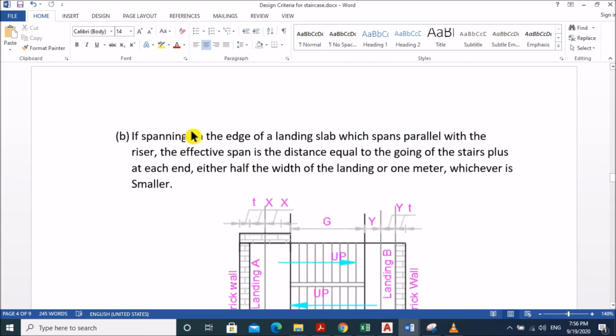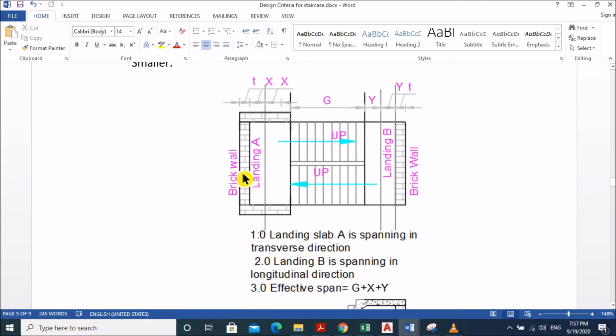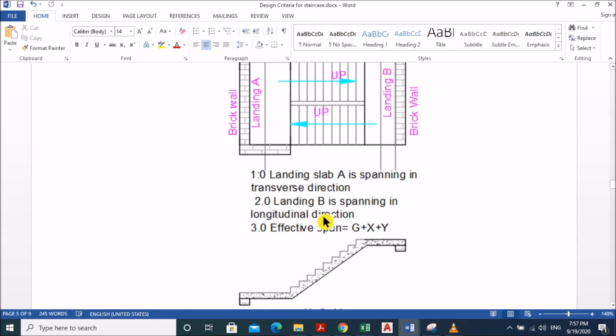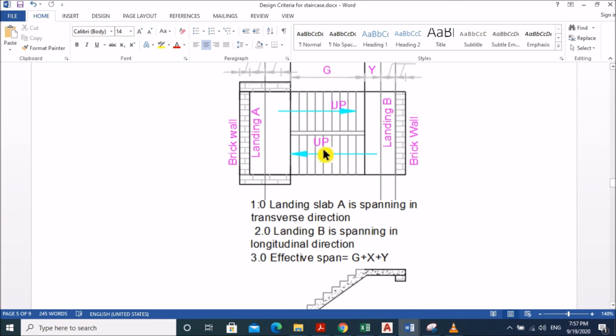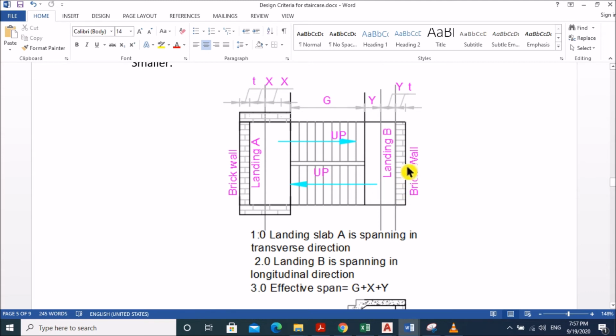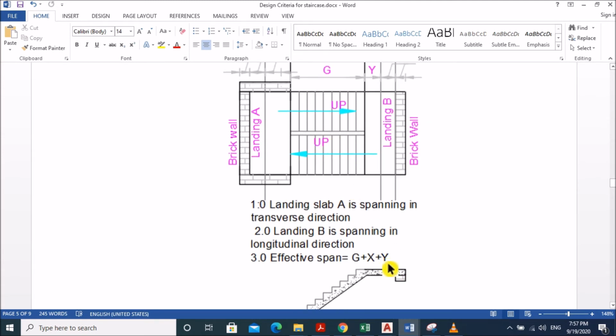For clause B, if spanning on the edges of a landing slab which spans parallel with the riser, the effective span is the distance equal to the going of the stairs plus at each end either half the width of the landing or 1 meter, whichever is smaller. In that case, the landing is rested on a brick wall, and landing A and landing B both are spanning in the transverse direction against the span of the flight. In this case, what do we take? G, the clear span, plus half of this landing and half of this landing. It means X plus Y.